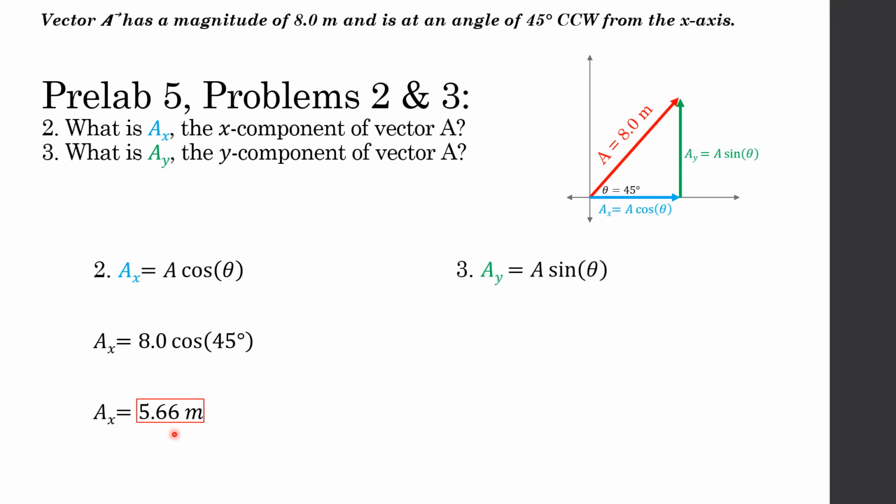Now number 3, we want to find the y component. So we know that AY is equal to A sine of theta. And so we plug in our values. AY is equal to 8 sine of 45 degrees. And we also get that the y component is equal to 5.66 meters.